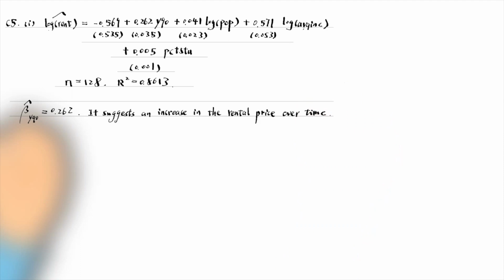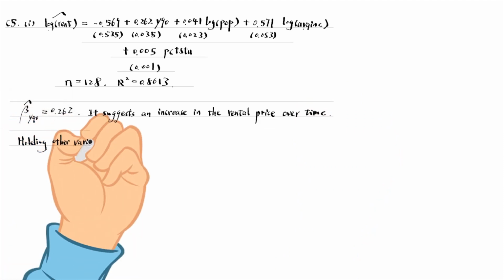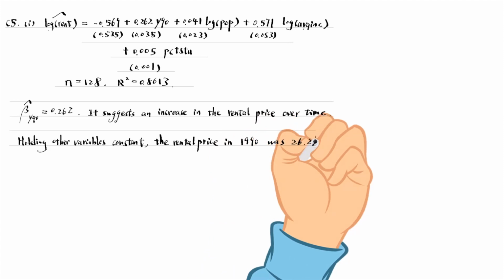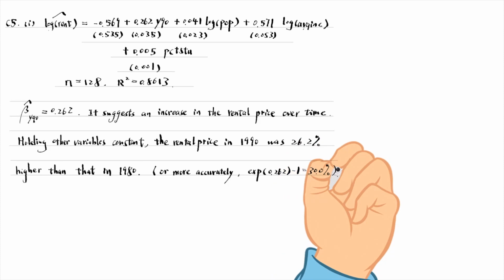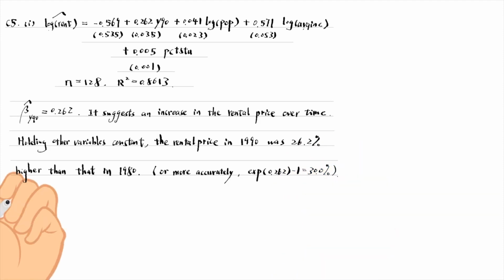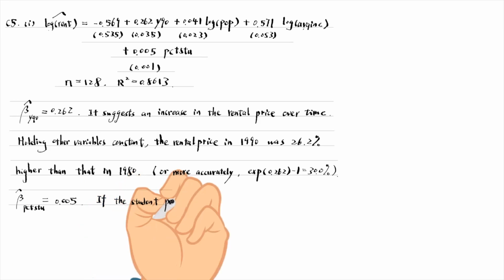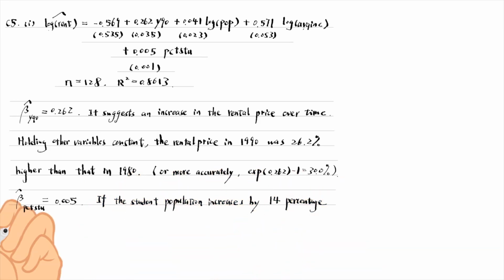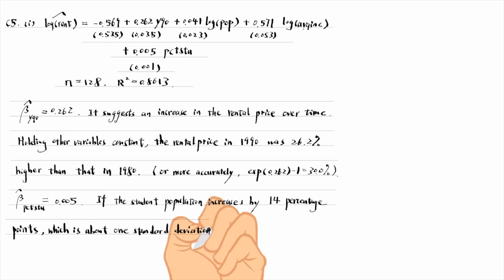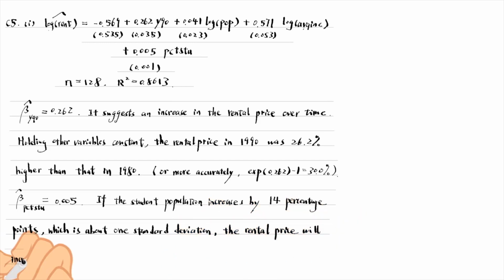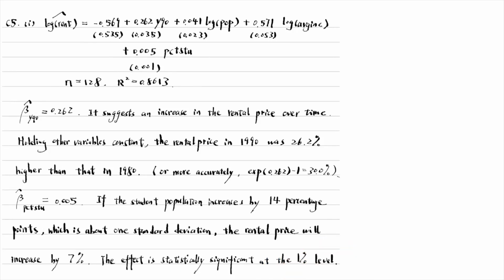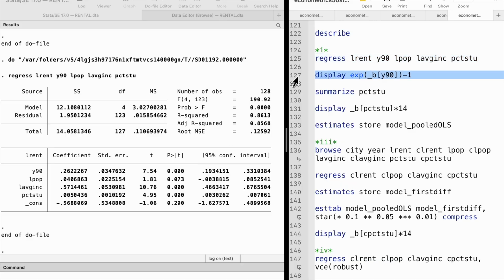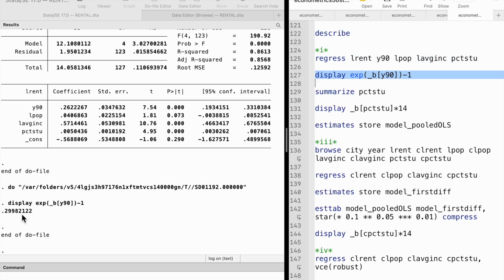Holding other variables constant, the rental price in 1990 was 26.2% higher than that in 1980. The estimate on the student population percentage is 0.005. It implies that if the student population increases by 14 percentage points, which is about one standard deviation increase, the rental price will increase by 7%. The effect is statistically different from zero at the 1% level.